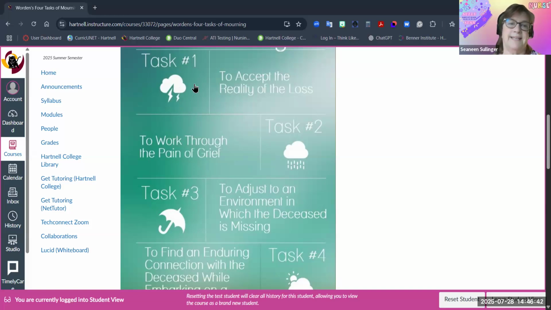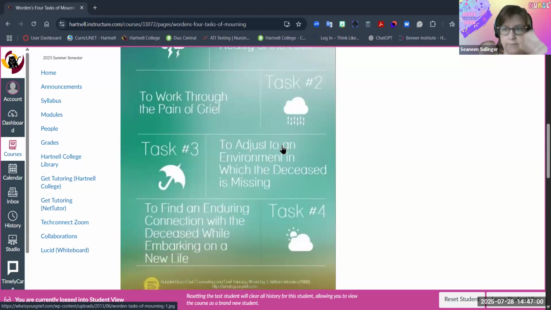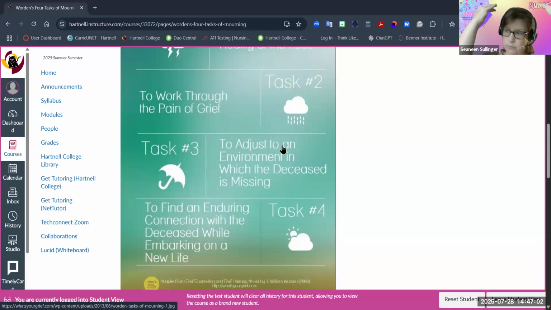I like the way that they have the lightning here. It's kind of like weather, right? So it's lightning, and because there's the reality of the loss, and then it starts raining. It's like a torrential downpour. I think working through that pain. It's gray. It's dark. It's wet. It's messy. And then task 3, we have an umbrella. We're protecting ourselves a little bit, and we are going to move forward, not move through.